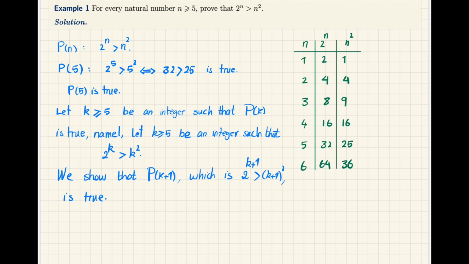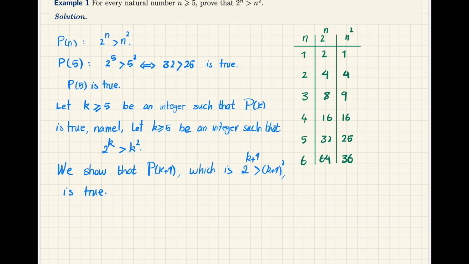So you see, I'm assuming that P of k is true, but for k greater than or equal to 5, an integer. So it means that I am assuming that if k is greater than or equal to 5 and it is an integer, 2 to the power of k is greater than k to the 2. I want to show that P of k plus 1 is also true. What is the meaning of P of k plus 1? It means that wherever you see n in your predicate, you have to replace it with k plus 1. So if I replace these n's with k plus 1, I will have this. So I want to show this is true.